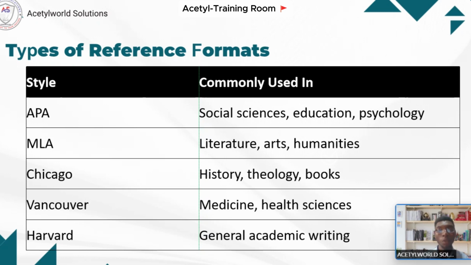So if you see many publications online, you'll see that this kind of reference format is very common. Although the one requested by our supervisors in the Nigerian setting is majorly APA and Harvard. So Harvard is used in general academic writing. Harvard is the most commonly used in general academic writing.